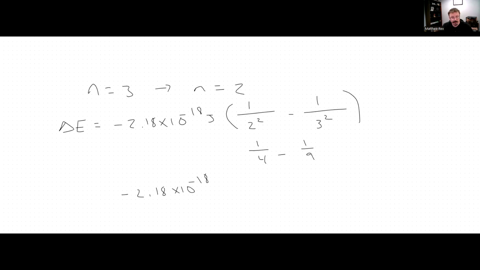times 0.13889. And when I carry that out, I get -3.03 times 10 to the -19, or I think I wrote 28. So that's how much energy the photon released has, or sorry, that's how much energy the electron loses. So then the energy that the photon would have would be positive of that value.